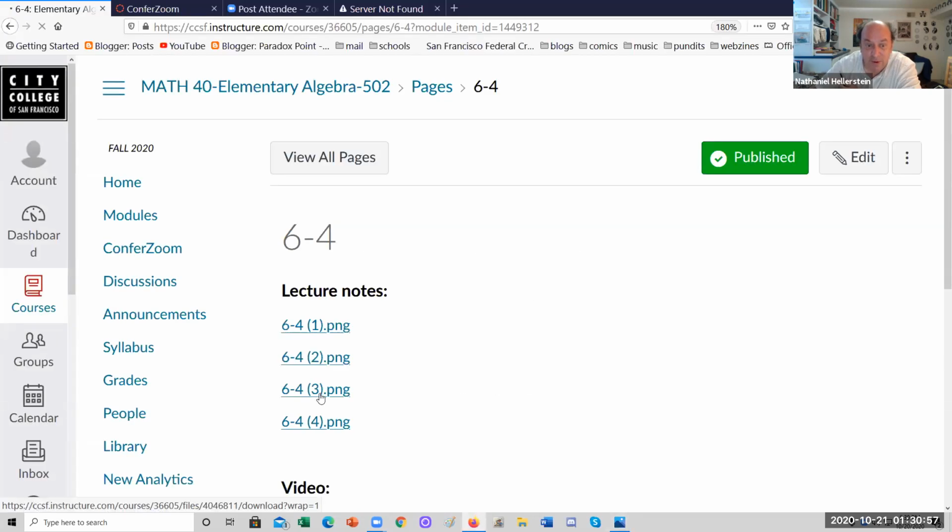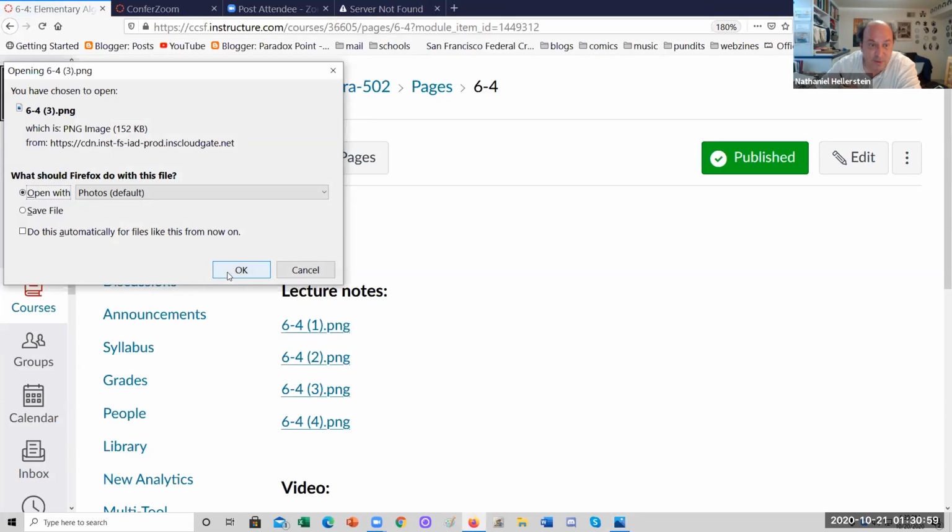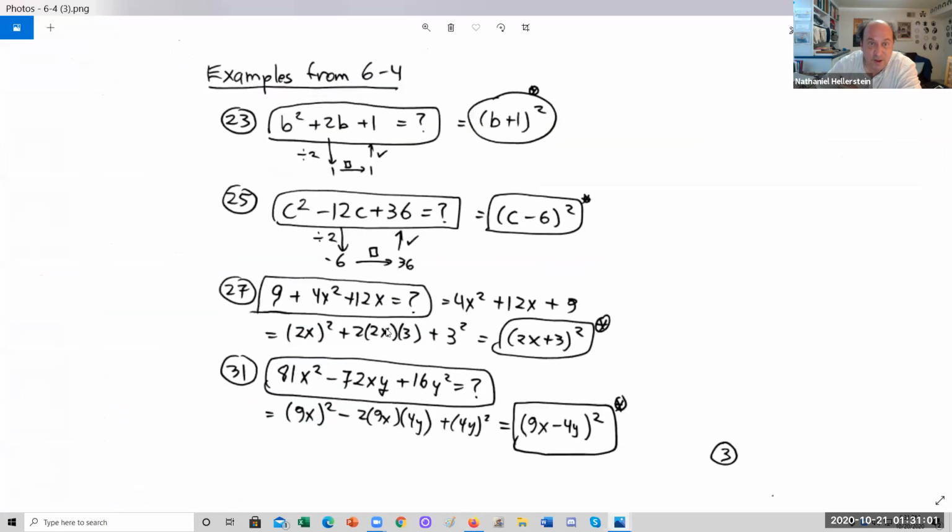I realized after writing that down that, like I said, it was a little early, but it's good to have a preview. Now we'll do some examples. b squared plus 2b plus 1. Factor that. Take half of 2, that's a 1. It squares to 1, which fits. So we get b plus 1 all squared.